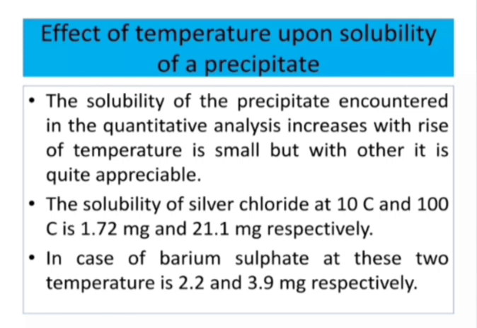Next, effect of temperature upon solubility of precipitate. The solubility of precipitates encountered in quantitative analysis increases with the rise in temperature; in some cases it is small, but with others it is quite appreciable. The solubility of silver chloride at 10 Celsius and 100 Celsius is 1.72 milligram and 21.1 milligram respectively. In the case of barium sulfate, at these temperatures it is 2.2 and 3.9 milligram respectively.